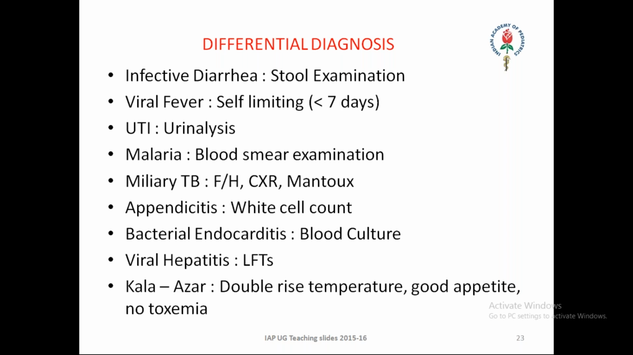Miliary TB, you get a chest X-ray and Mantoux test also done. Appendicitis, you check the WBC count. Bacterial endocarditis is ruled out by blood culture. Viral hepatitis, LFTs. Kala-azar has a double rise of temperature, good appetite, and no toxemia.